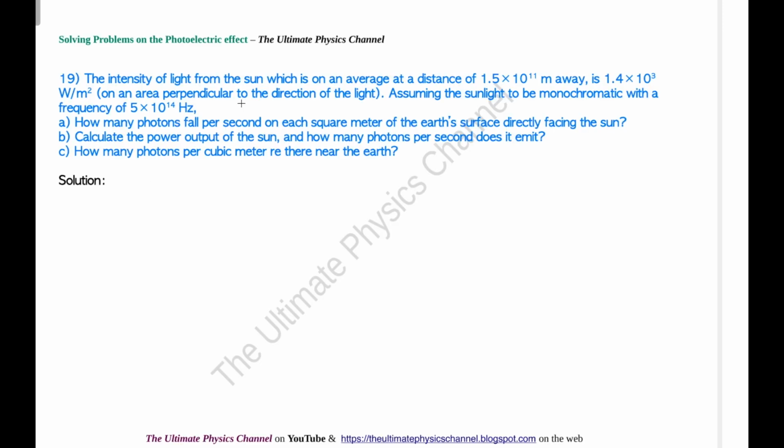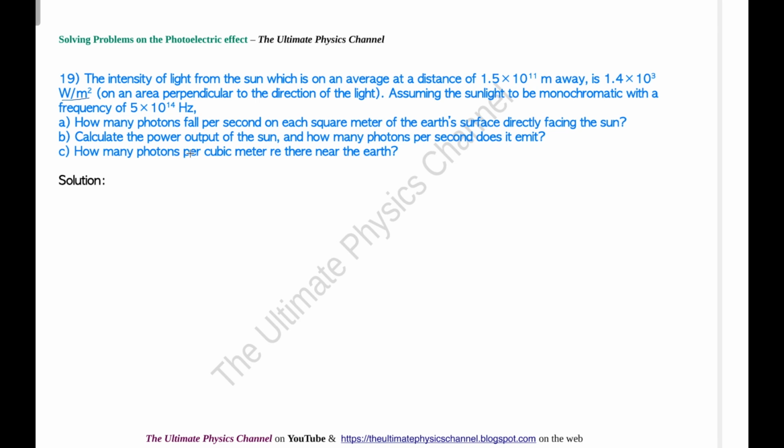The intensity of light from the sun, which is on average at a distance of 1.5 into 10 power 11 meters away, is 1.4 into 10 power 3 watts per meter square on an area perpendicular to the direction of light, that is sunlight. Assuming that the sunlight is monochromatic with a frequency of 5 into 10 power 14 hertz, first is how many photons fall per second on each square meter of Earth's surface directly facing the sun.